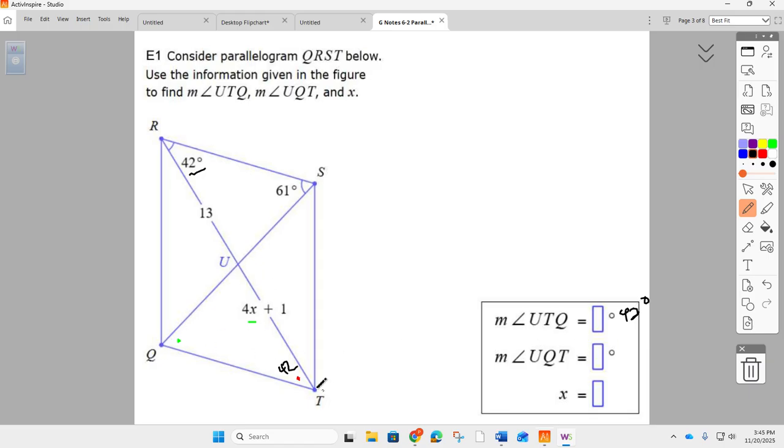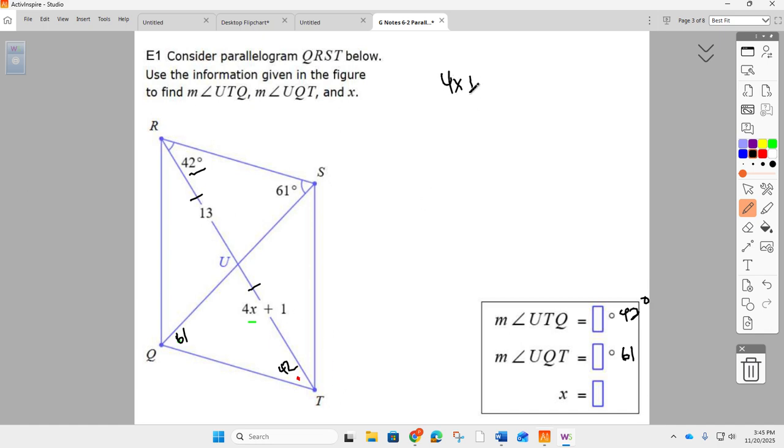UQT, this is another diagonal, so this angle is an alternate interior angle to this angle that we're looking for. So we know this one is congruent, so it has to be 61 degrees. And last but not least, we know that this segment is congruent to this segment because diagonals bisect each other. So this diagonal splits this one into two congruent sides.